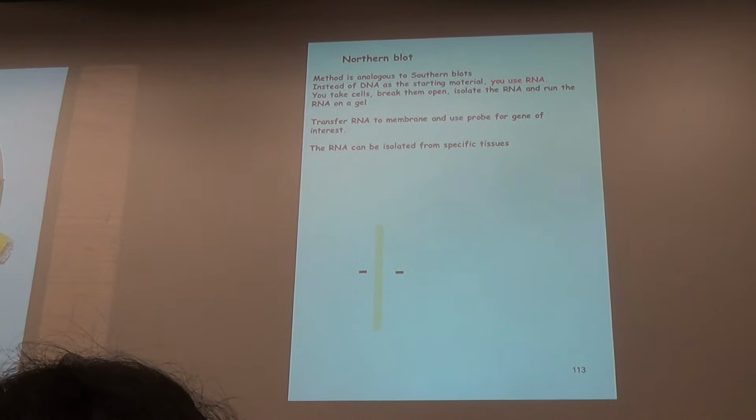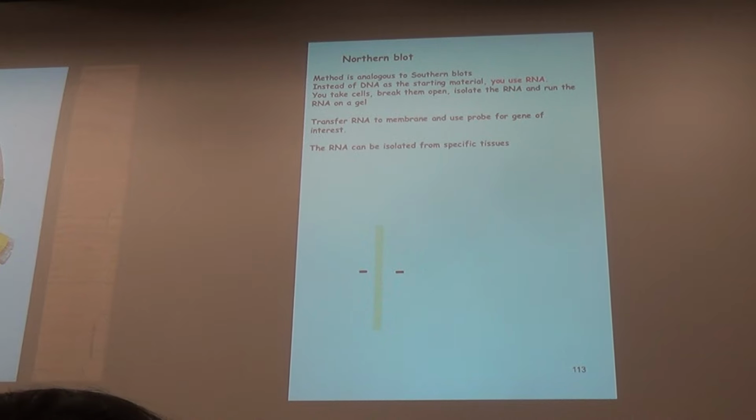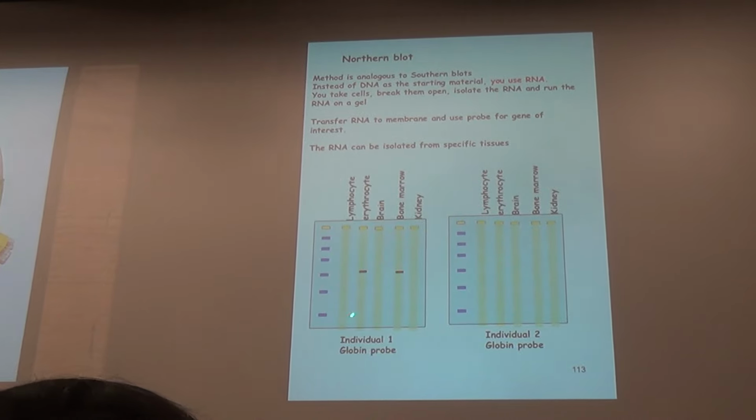So for a Northern blot, you don't digest the RNA. You take the RNA and you run it directly on the gel. And you transfer the RNA to a membrane just like before, and you use a radioactive probe for that one gene that you are interested in. So the RNA can be isolated from different tissues. Let's imagine you have an individual one. You isolate RNA from different tissues like lymphocytes, erythrocytes, brain, bone marrow, and kidney.